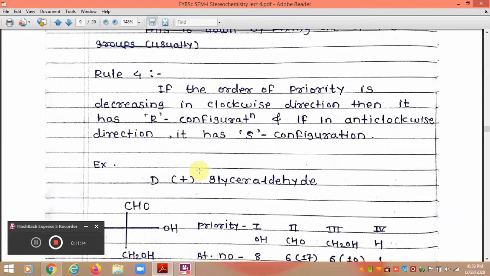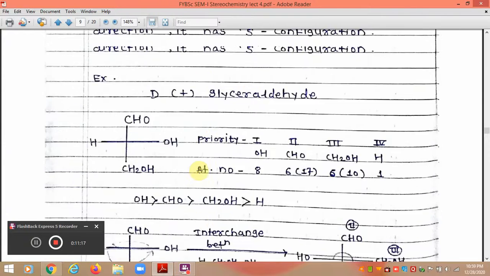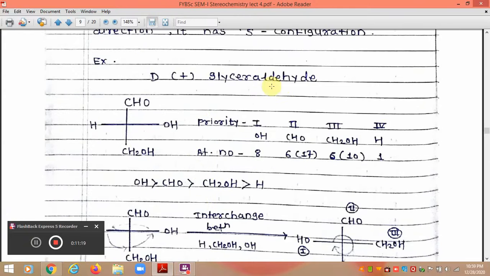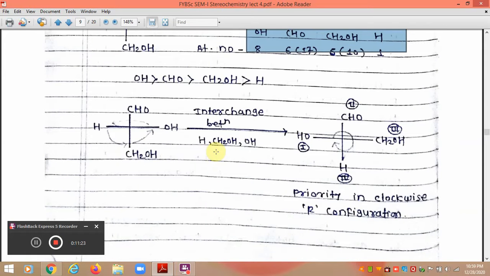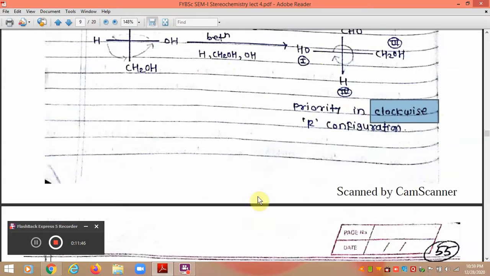Actually, there is another method to determine the configuration based upon the same. First of all, you have to give the order to the four different groups based upon the sequence rule. Then you have to interchange, keeping the second priority group constant at the same position, by interchanging the position of the remaining three groups: hydrogen, CH2OH, and OH, and then the priority should be decided. And if the decreasing order is in the clockwise direction, then it will have the R configuration.